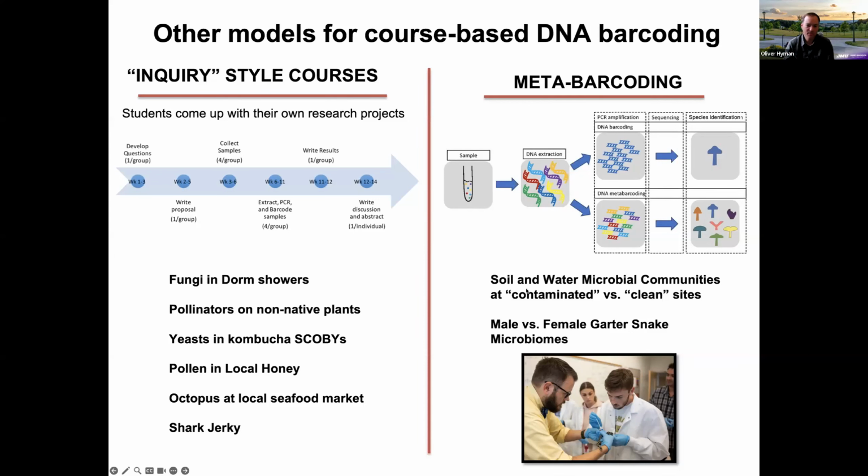And just to give an example of the types of projects that Ray's been working on, they're looking at soil and water microbial communities at contaminated versus clean sites, and also looking at male versus female garter snake microbiomes. And here you can see Ray in the background and some of his students swabbing snakes as part of our colleague Rocky's research program.